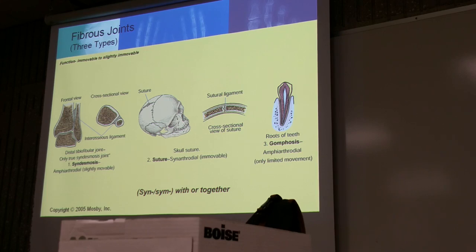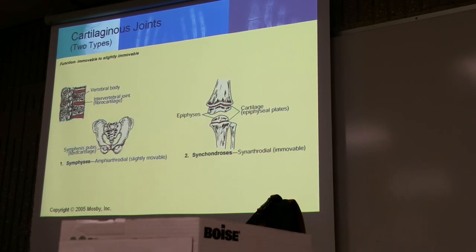Here are some examples of a fibrous joint. There are 3 types. Syndesmosis, an amphiarthrodial type that's slightly movable. The sutures on the skull. The teeth, a gomphosis type of joint with the teeth and the gums and the bone. Then some examples of a cartilaginous joint include the vertebral column, and then parts of the knee.